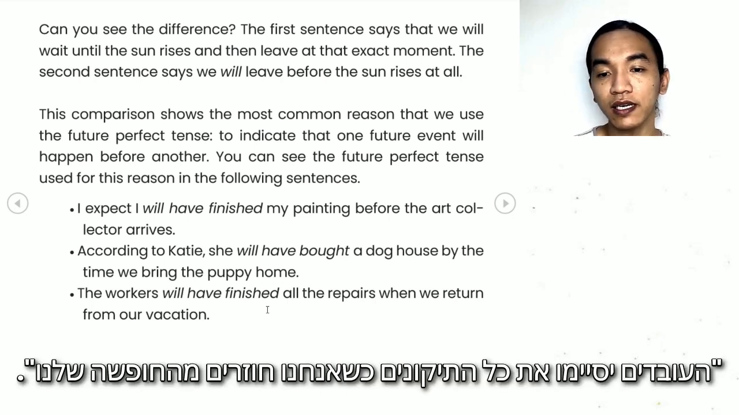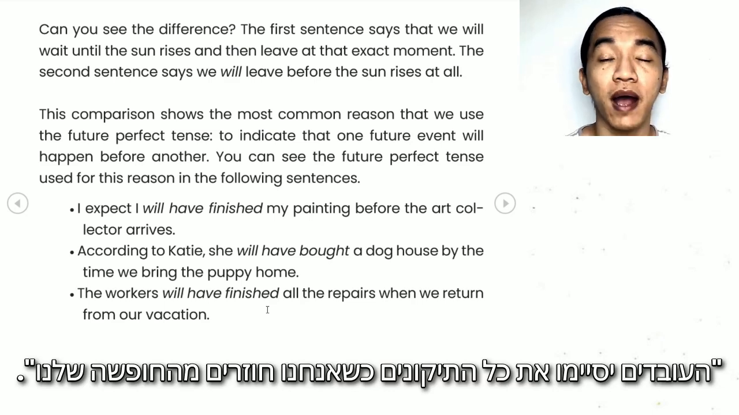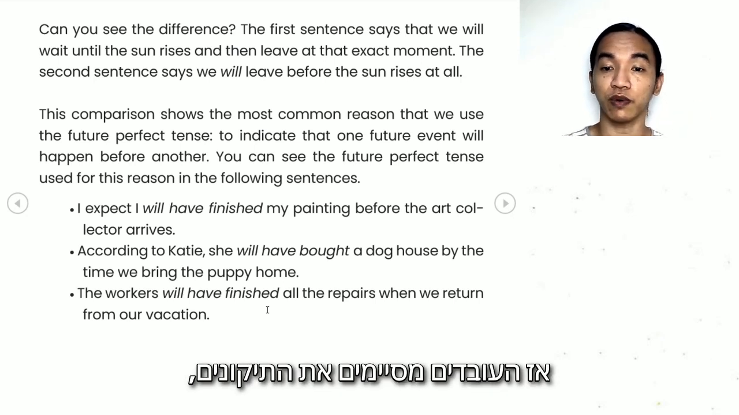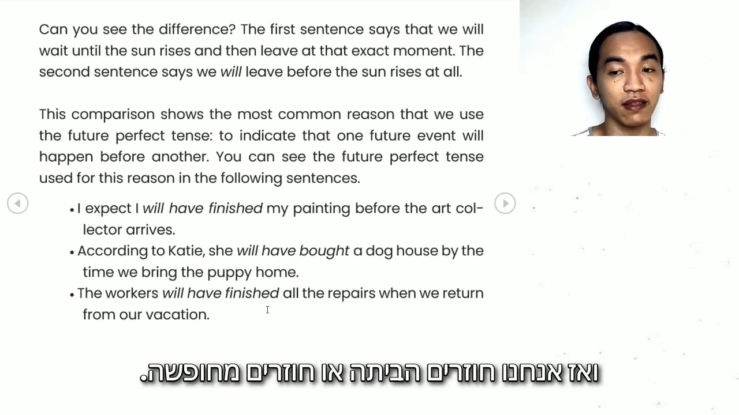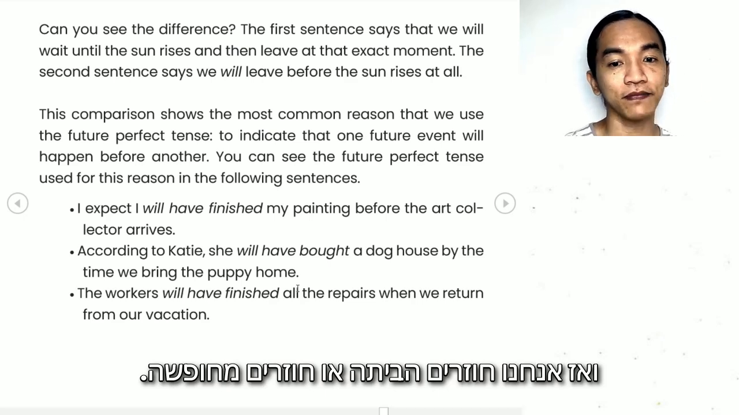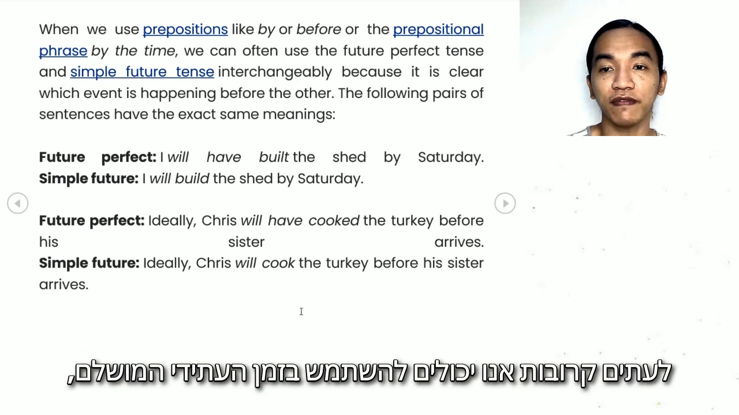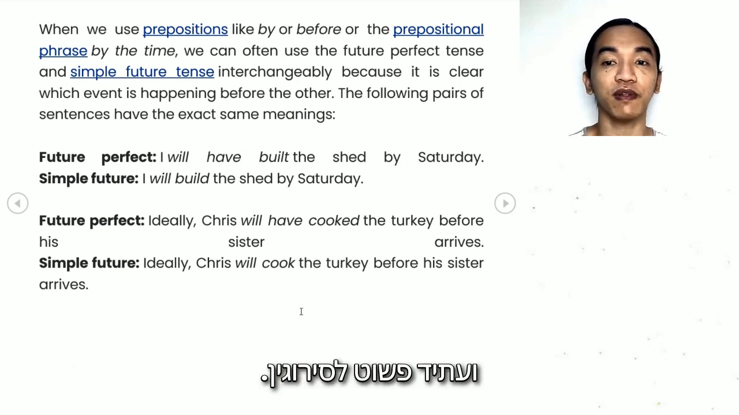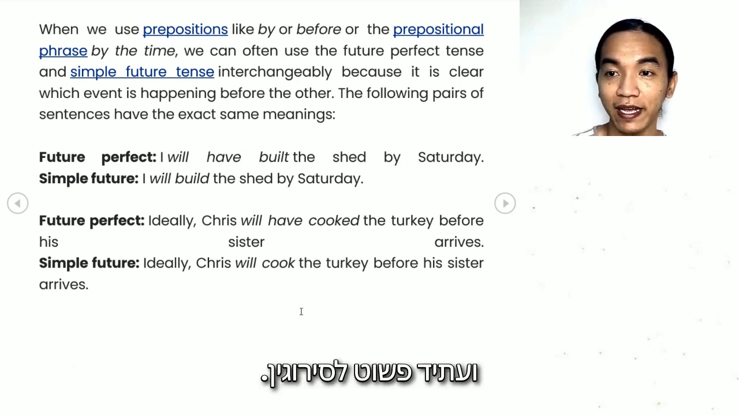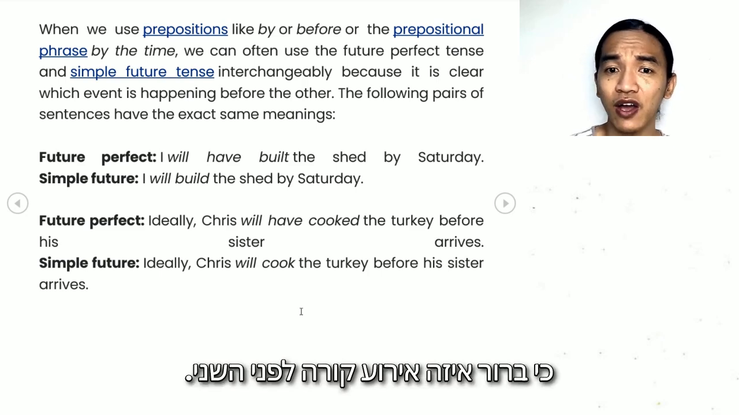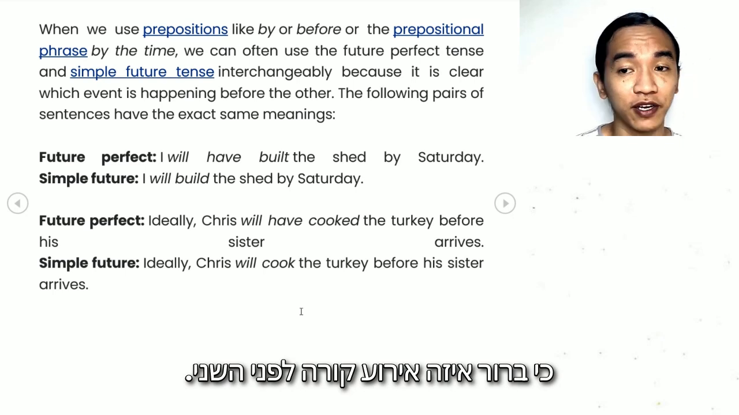Next, the workers will have finished all the repairs when we return from our vacation. So the workers finish the repairs and then we come home or return from vacation. Next, when we use prepositions like by or before, or the prepositional phrase by the time, we can often use the future perfect tense and simple future interchangeably, because it is clear which event is happening before the other.